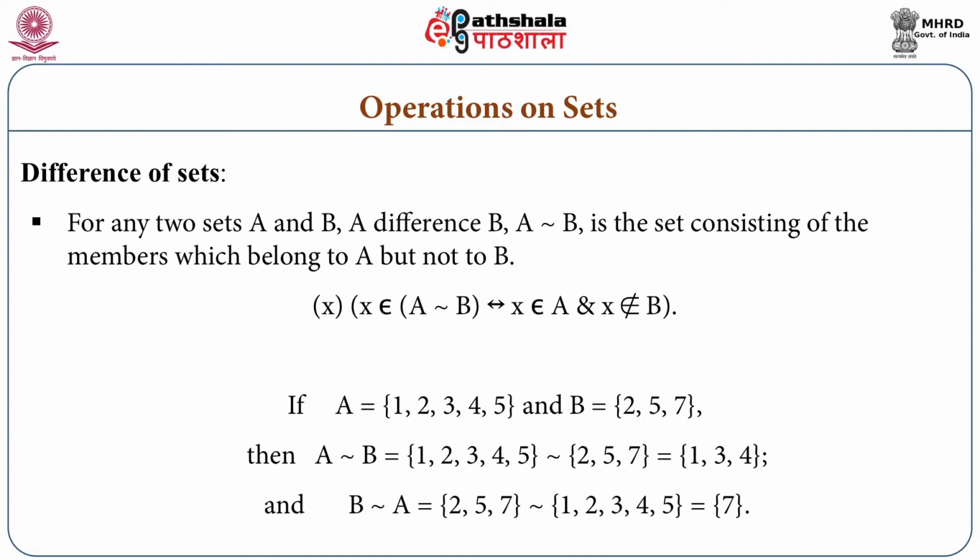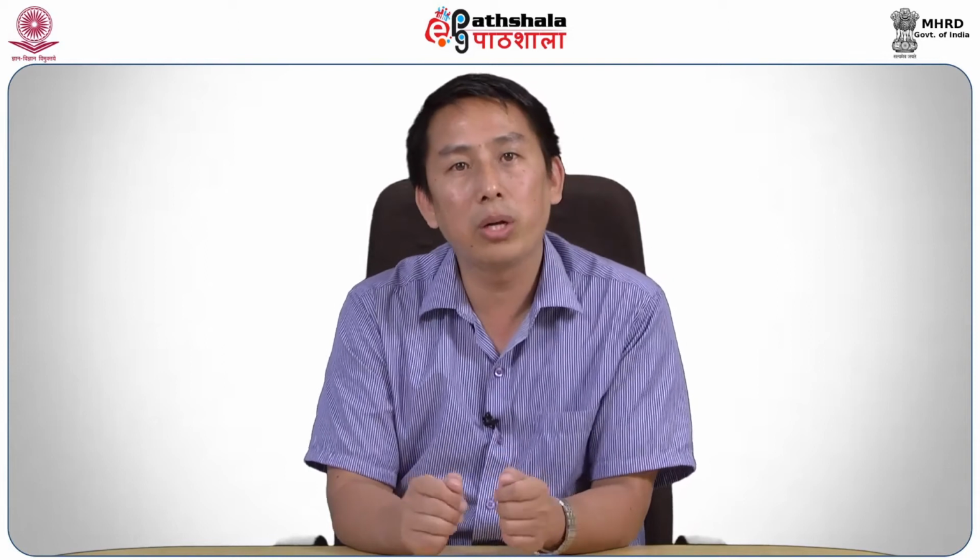Or we can also define a difference of set from B to A, B difference A, in which case we have to write all the members of B which are not members of A. So as a result of which we get only 7, because the other two, 2 and 5, are members of A, therefore disqualified. So at the end we get 7 as the only member.